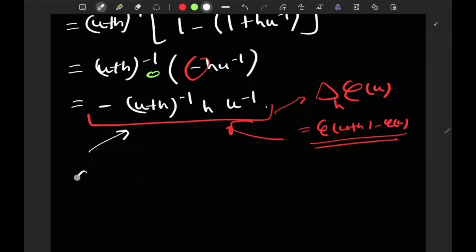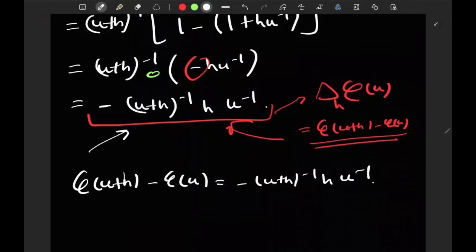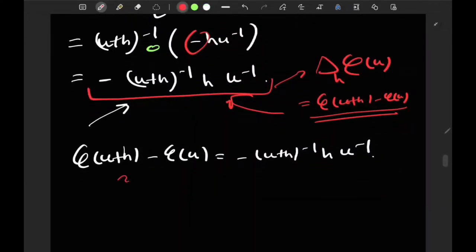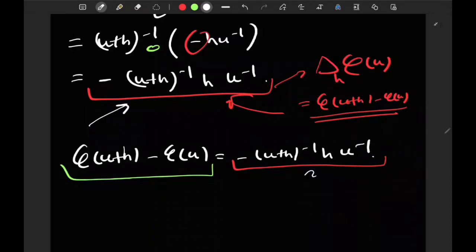Let me take φ(u+h) − φ(u), which is −(u+h)⁻¹ h u⁻¹. Let me say this: when I take h to 0, of course, this thing is going to go to 0. And this expresses nothing but the continuity of φ at u, because I'm taking the difference φ(u+h) − φ(u). So the fact that this goes to 0 is the expression that φ is continuous at u, which is something we already know, and you can see it directly from here.